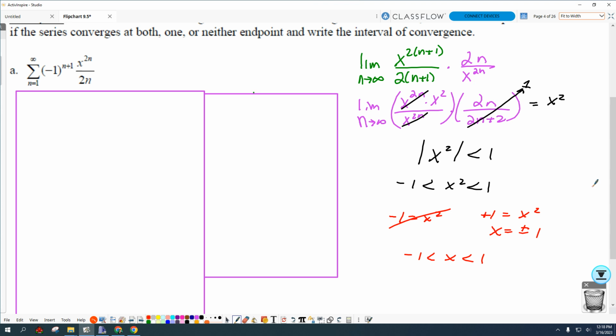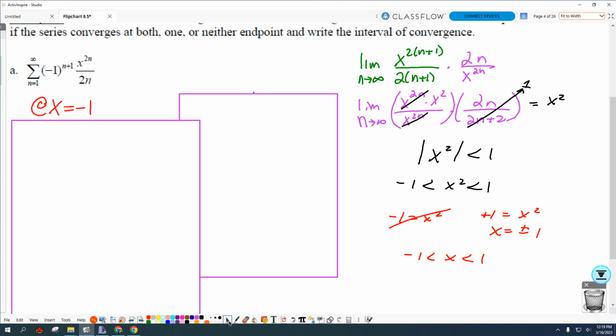Okay, so I have endpoints. I have negative 1 and positive 1. Maybe I can actually put an equal sign on one of them. So the process is testing them one at a time, like this.